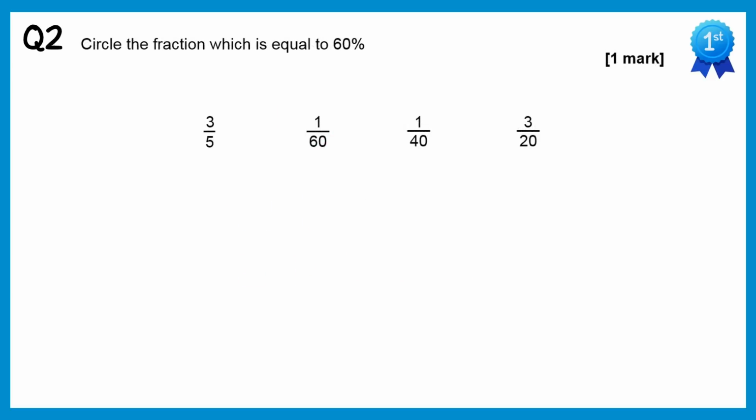For this question, we'll take 60% and turn it into a fraction. Remember, percent means out of 100, so 60% just means 60 out of 100. If you type 60 out of 100 in your calculator and then press equals, it will show you that this is the same as 3/5.